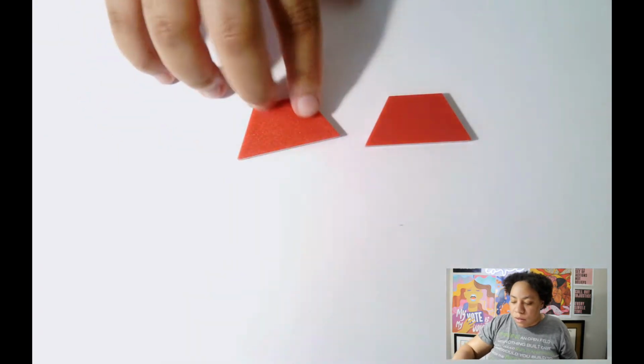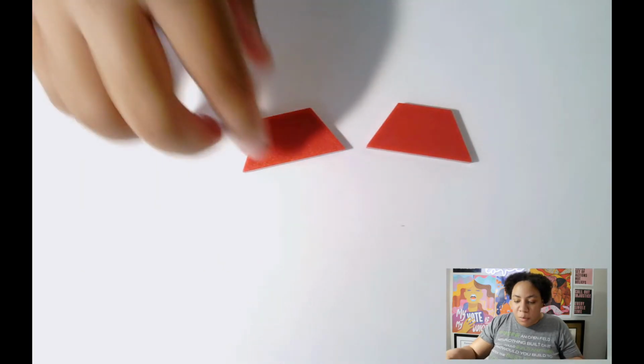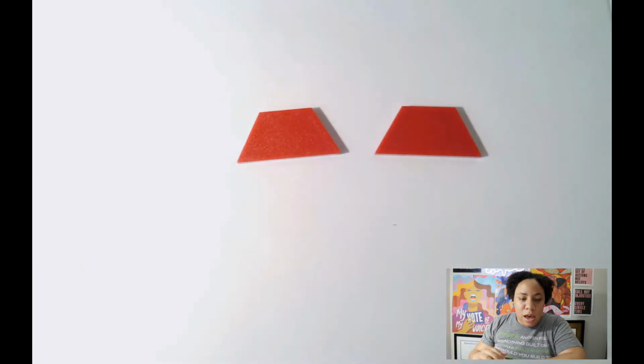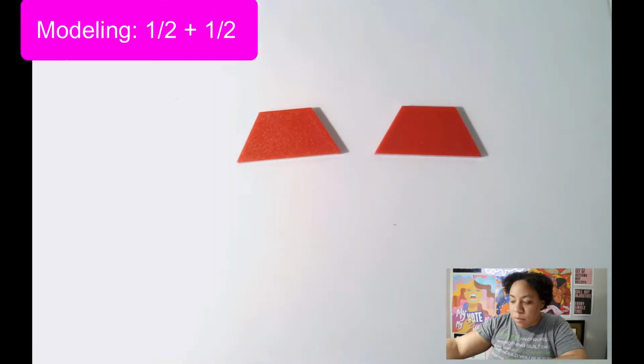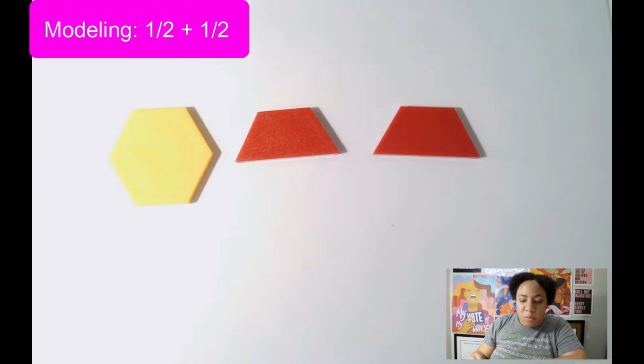All right, so the next step to teach students how to use the pattern blocks is teaching them operations. The first operation I always like to start with, that students are most familiar with, is adding. What I like to do is take the individual parts. I'm going to take two trapezoids here, and each one is going to represent 1/2, right? So 2 halves, if you add those together, make 1 whole. Okay, and I'm going to use the hexagon to represent that.